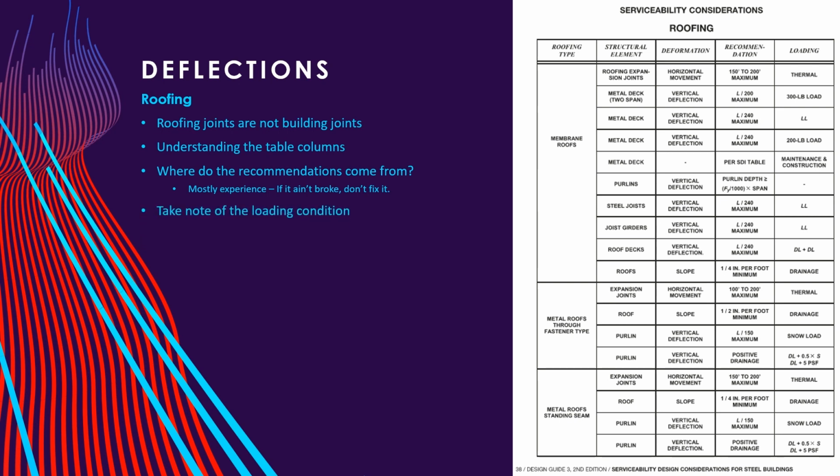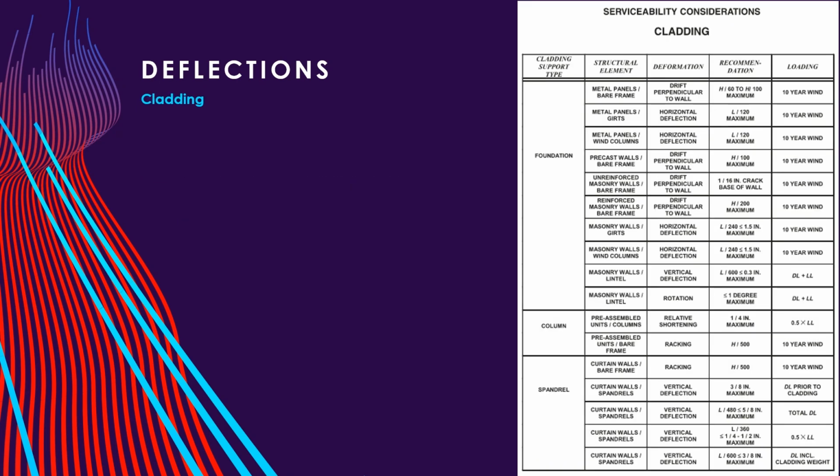Take note of the loading conditions here. They're very odd sometimes. So look at this purlin, you're dead plus half snow, which is unreasonable. Then there's this dead plus 5 PSF. So the loading conditions really matter.